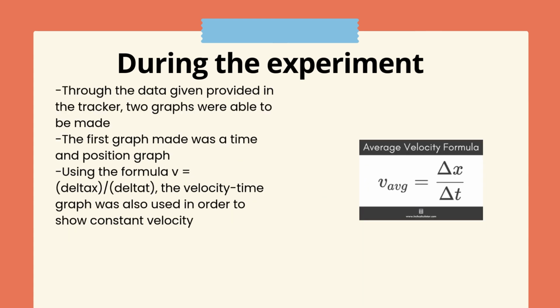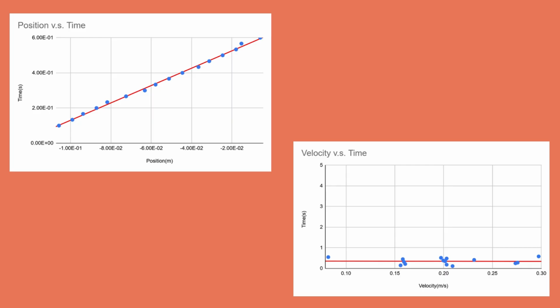Through the data provided in the tracker, two graphs were able to be made. The first graph was the position and time graph, and using the formula v equals delta x over delta t, the velocity time graph was also able to be made. And this is the data. The red line is the best fit line.